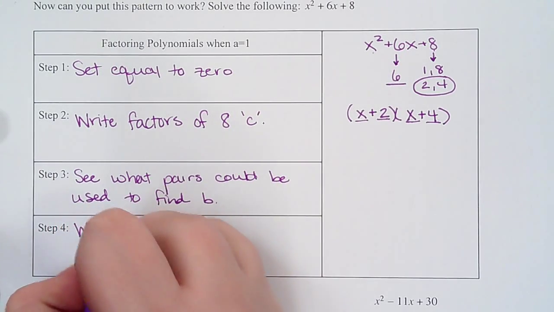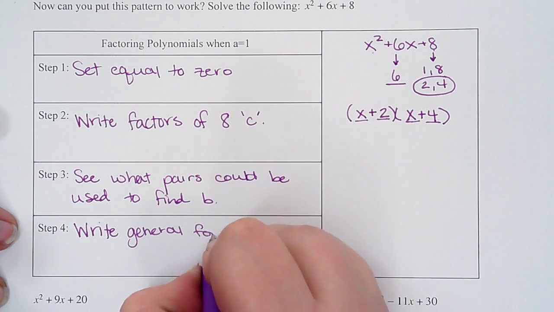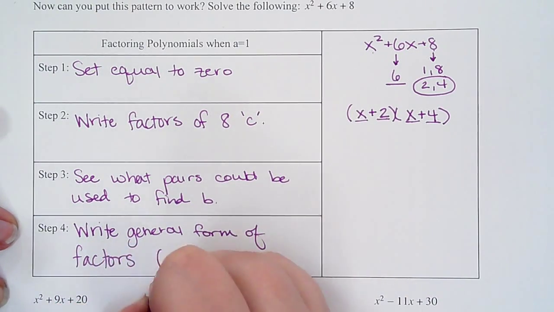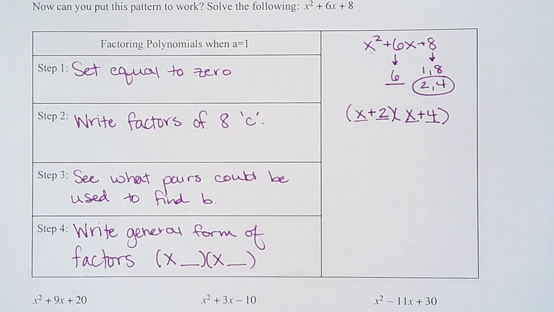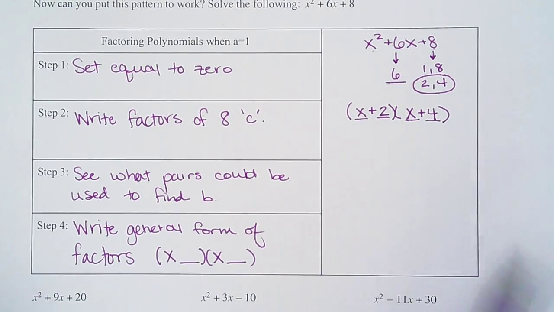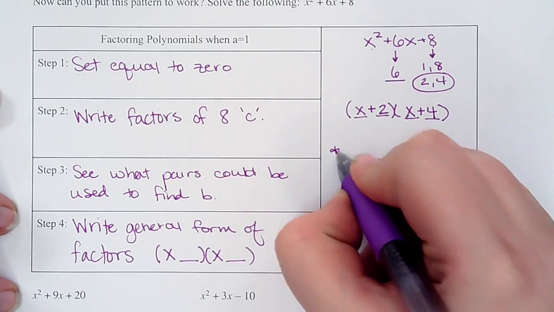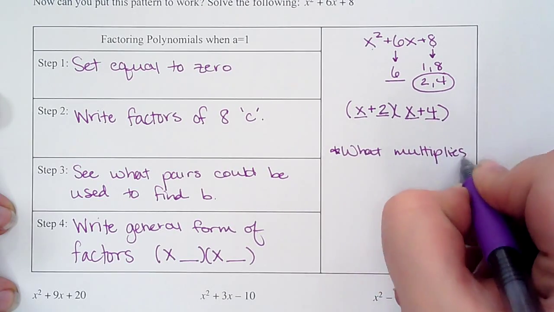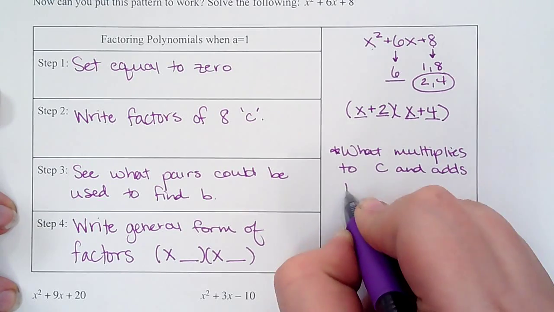So write the general formula, or general form, of factors. Let's see another example of this. And maybe the steps don't make as much sense to you as just seeing the pattern. Essentially each time we're going to find out what multiplies to C and adds to B.